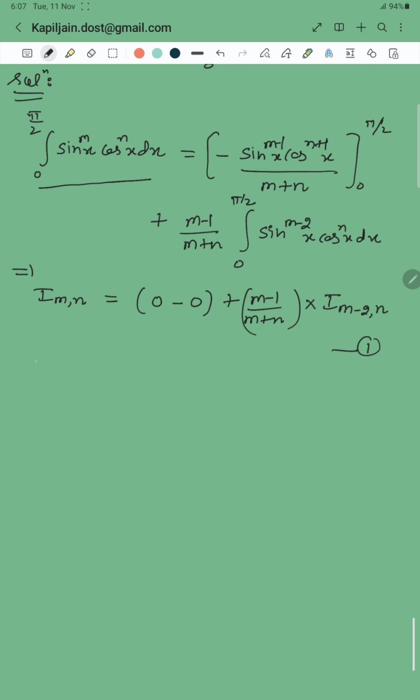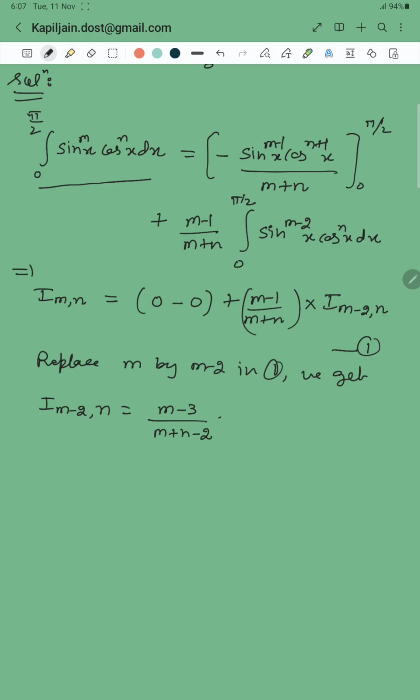Now if we replace m by m minus 2 in first, we get I m minus 2 n is equal to m minus 3 divided by m plus n minus 2 into I m minus 4 n.